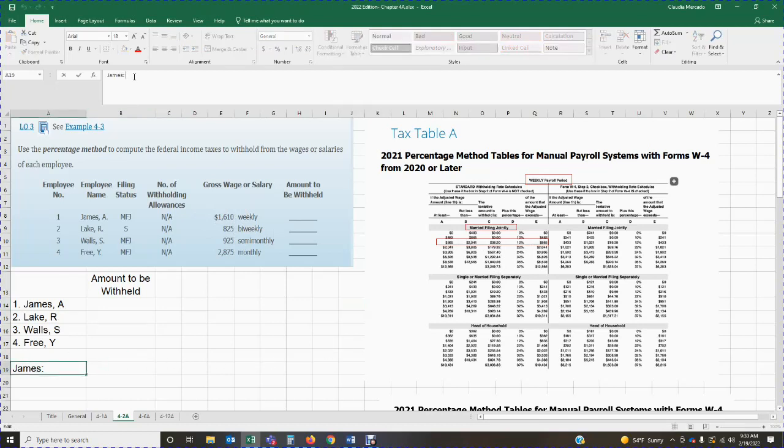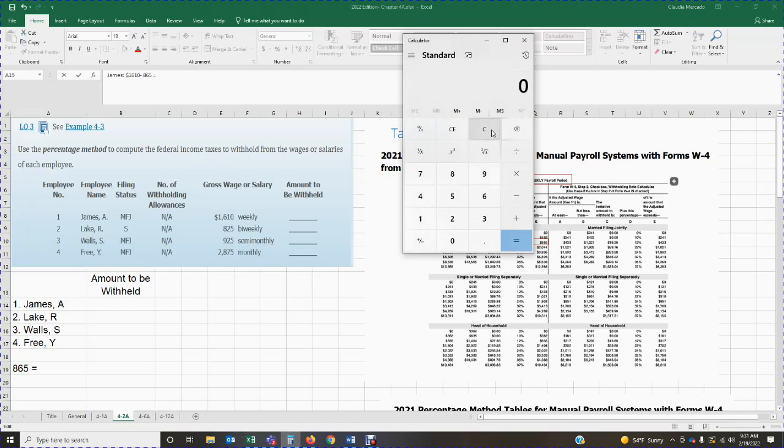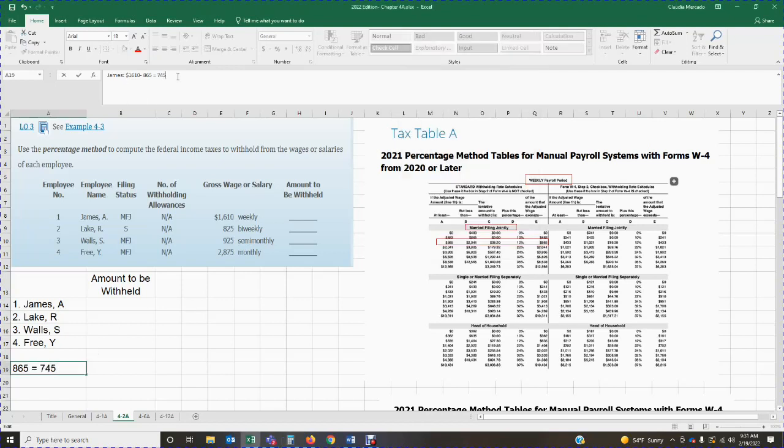The first thing that I'm going to do is get my wage or my salary, which is 1610, and subtract that last number on the tier. It says the amount that the adjusted wage exceeds, 865. That is the amount that our wages exceed the taxable amount. We're going to deduct that, so that is 1610 minus 865. That gives me 745.